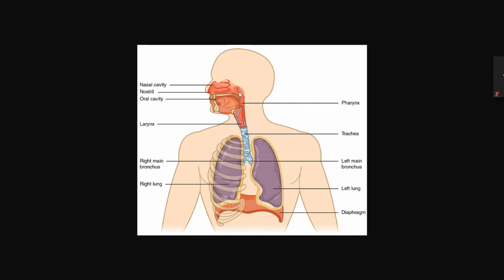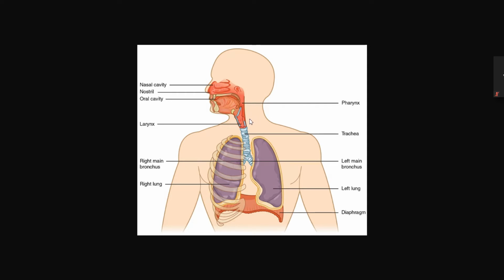Now when the air goes down here, right, past the nose, it goes into the area called the pharynx. So the pharynx is basically like the very back of the throat, right? That's called the pharynx. Now it continues down past the larynx. So the larynx is basically where the vocal cords are. That's where, when you speak, the sound that you make comes from the larynx. So the larynx is down here in the throat.